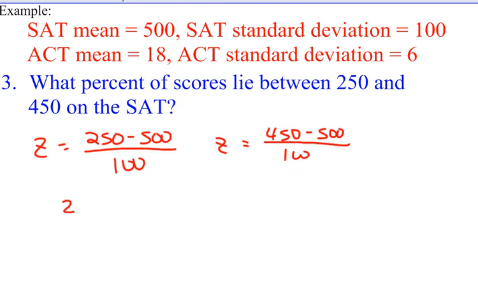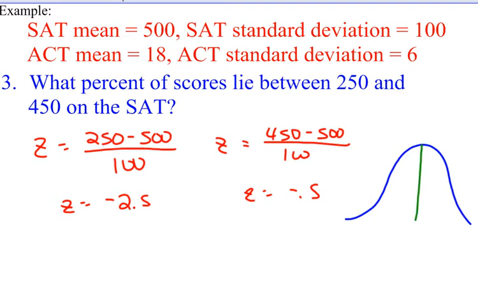So for this one I get a z-score of negative 2.5, and for this one I get a z-score of negative 0.5. So what's happening here, just so you can picture this, we have the normal curve, because this has to be normal data for us to use this. And let's put in my mean of 500, and then we've got 400, 600, 700, 300, okay? So there's kind of our curve.